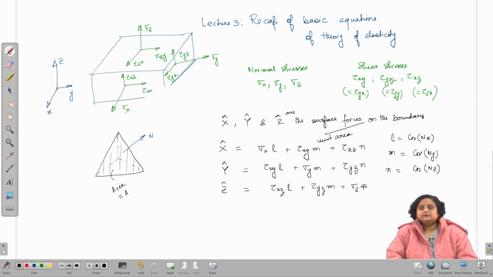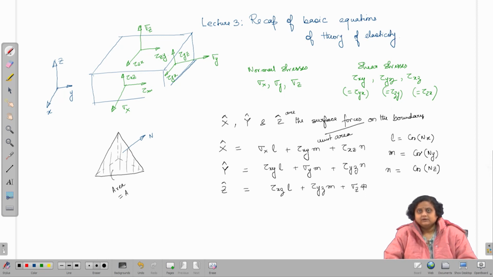So, these are the three boundary conditions that the stresses need to satisfy along with the three equilibrium equations that we have just derived. So, now this is the first set of equations that one needs to know. Perhaps all of you have gone through these equations during your courses on solid mechanics and theory of elasticity.